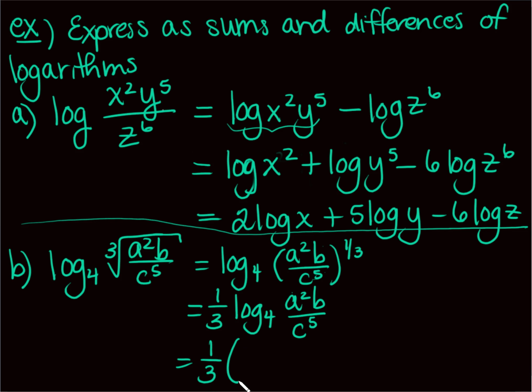But I'm going to be very careful to put parentheses because I know that when I multiply more than one term, I have to put parentheses. So remember that 1/3 is being multiplied by that whole logarithm. And now look, I'm changing that logarithm into more than one term. So this becomes log base 4 of a squared plus b, minus log base 4 of c to the fifth.